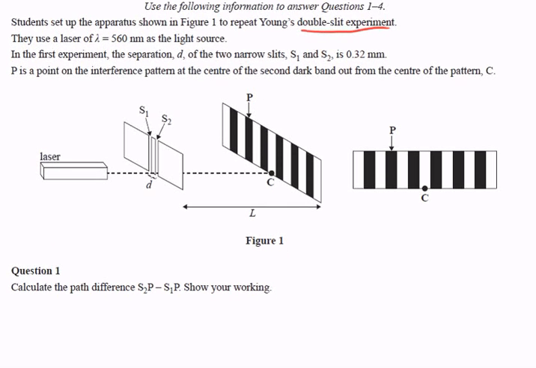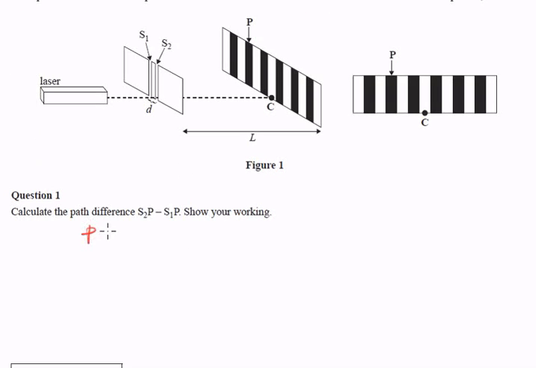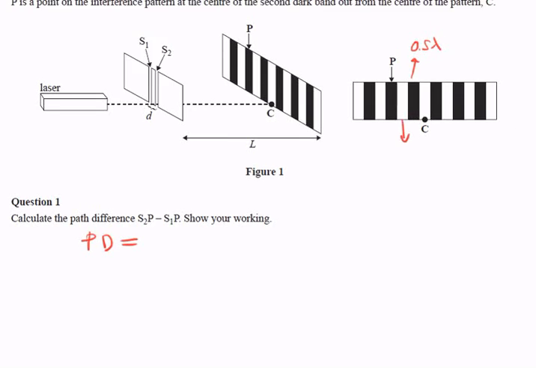Alright, the first question is calculate the path difference between slit 1 and P and slit 2 and P, so path difference to P basically. So the path difference in this case is, you always count out, so this is 0.5 of a wavelength. The next white one, because C is the centre.